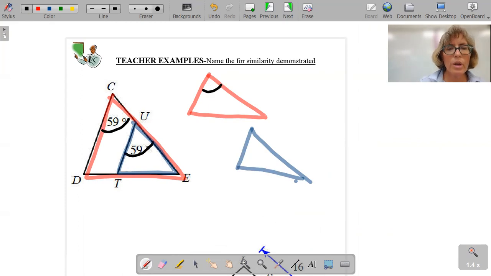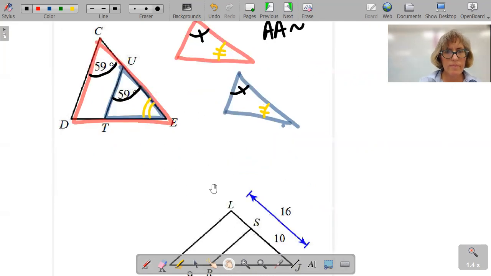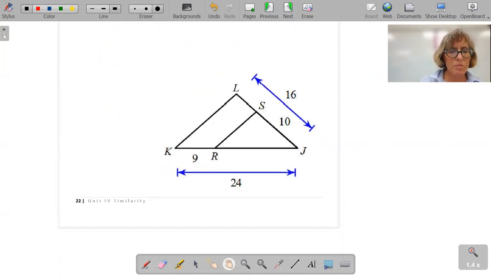We have a pair of congruent angles. And then both of them overlap and share this angle. So this demonstrates angle, angle, similarity. Same shape, different size.